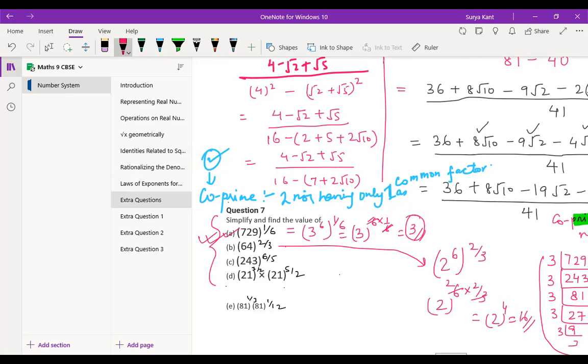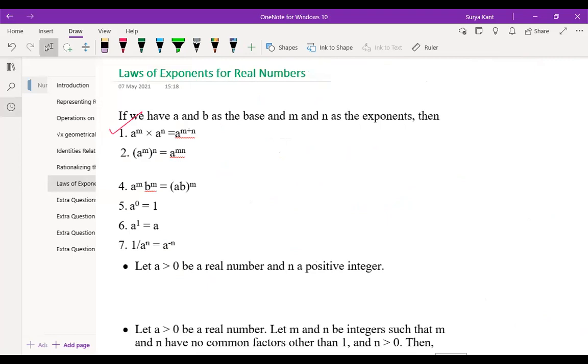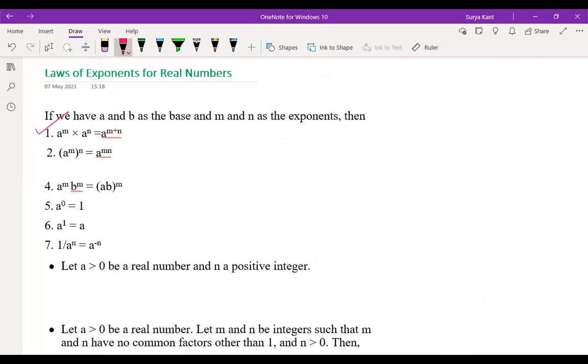Before that, try to understand the law of exponents. a to the power m into a to the power n: if your bases are the same, then we can add the powers, m plus n. Example: 3 to the power 2 multiplied by 3 to the power minus 3. Then we can write 3 to the power 2 plus minus 3, that is 3 to the power 2 minus 3, that is 3 to the power minus 1. So we can write 1 by 3.